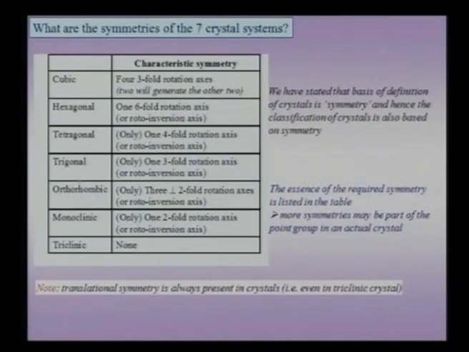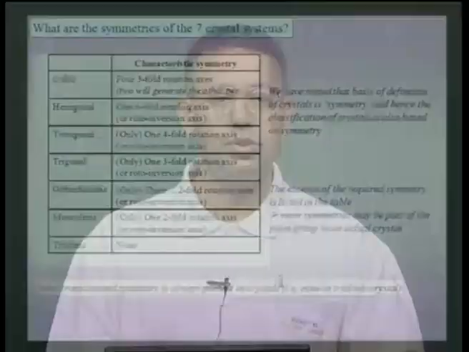The monoclinic crystal, on the other hand, has only one 2-fold axis, which could also be a roto inversion axis. The triclinic crystal has no kind of symmetry except translational symmetry. However, we can write it as a 1-fold symmetry or a 1-bar symmetry. In other words, you can still call it a crystal having a 1-bar symmetry and come under the triclinic class.